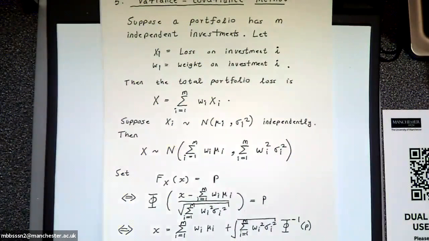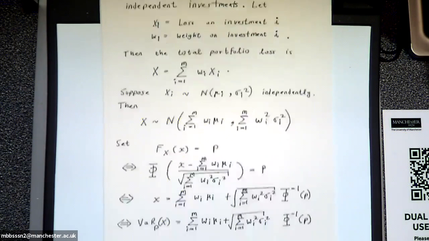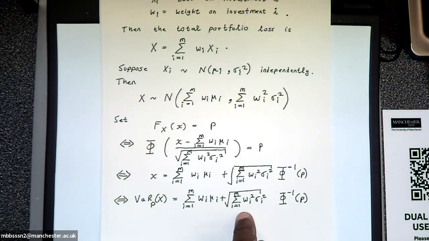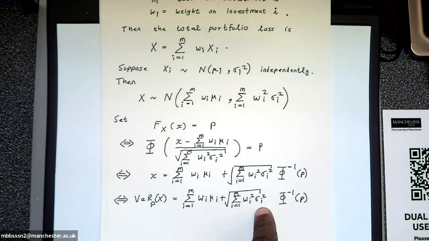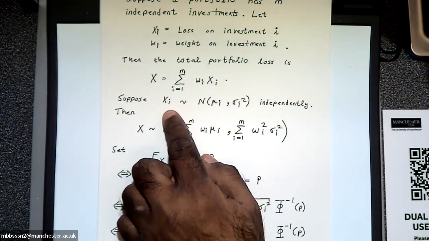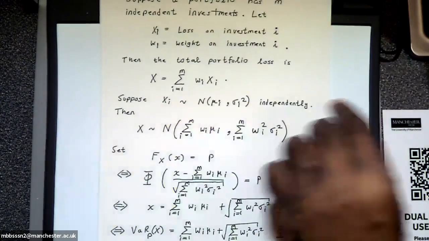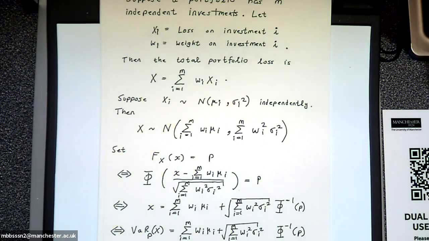So using the fact that X has this normal distribution, you can work out the VaR. You can show that the VaR is given by this formula, right? And in order to estimate this formula, you need to estimate the mu i's and the sigma i squared. Mu i is the mean of Xi, which is the loss on investment i, and sigma i squared is the variance of Xi, which is the loss on investment i.